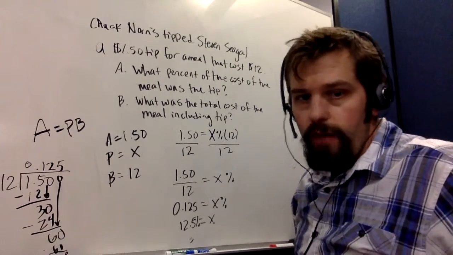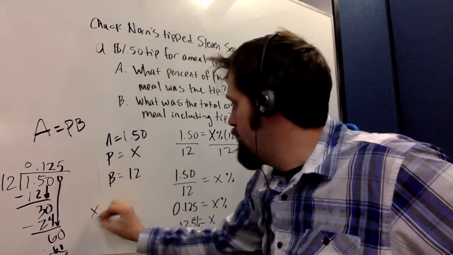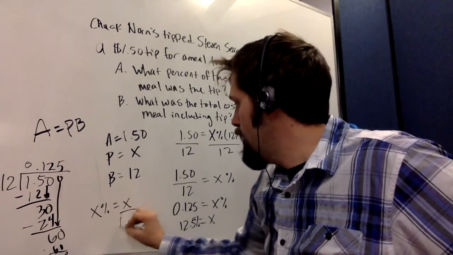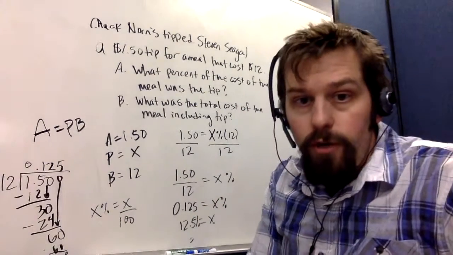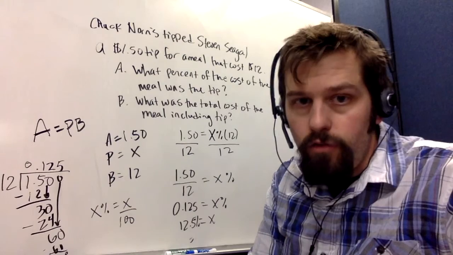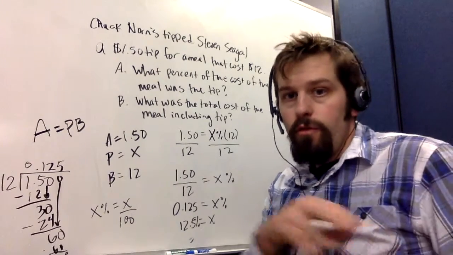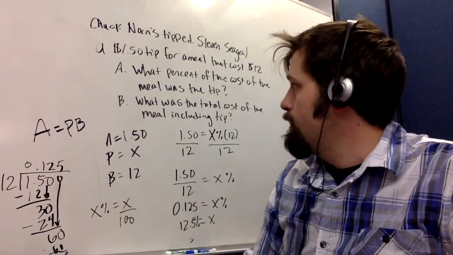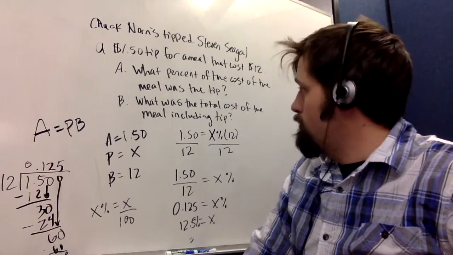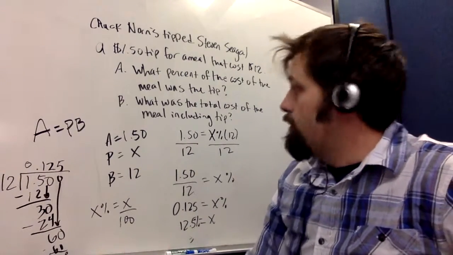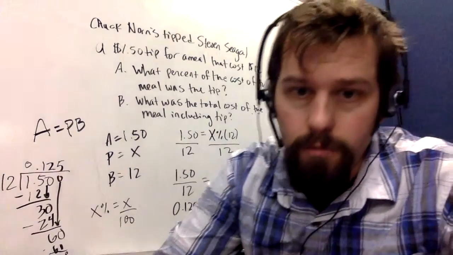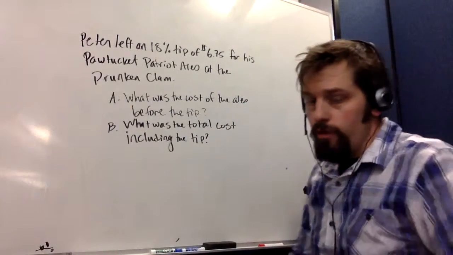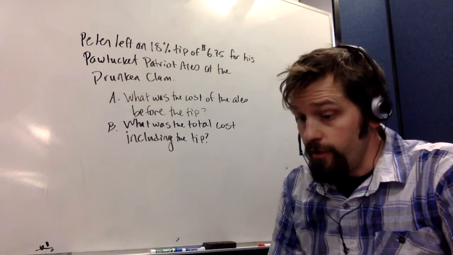12.5% equals X, because X percent always means X over 100. To solve for X, we multiply both sides by 100. So we know that X is 12.5%. So this was a 12.5% tip. To compute the total cost of the meal, including the tip, we add the $1.50 to the $12 and we get $13.50.